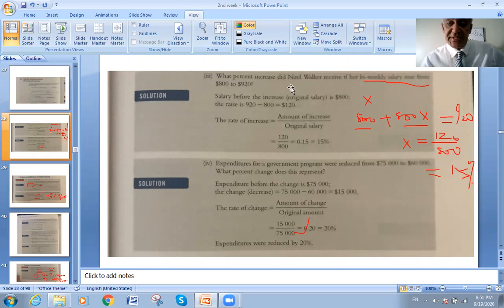What percent increase did the worker receive in the bi-weekly salary from 800 to 920? Bi-weekly means every 2 weeks. That means he increased. The new amount is 920 minus the old amount 800, divided by the original, which is 800. So it will be 120 divided by the original, which is 800. So he had an increase of 15%. And I told you before, 0.15 equals 15%. It's the same.